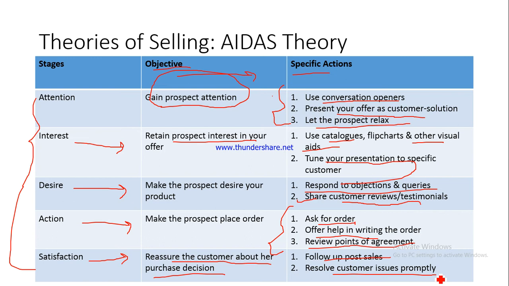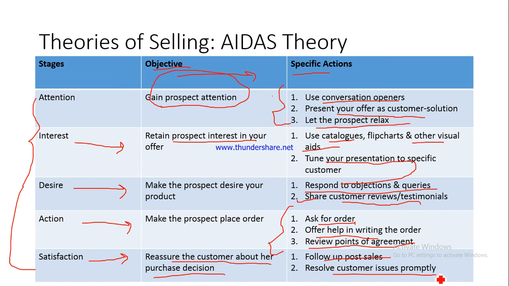Now this will reassure the customer that he has made the right decision, because had that particular AC not been a good quality purchase, then probably the salesperson who sold me that AC would never have called back. But since you are calling up again and again, he feels assured that he has made the right decision. Now this is what you have to do in this particular stage. So this is what the theory of selling says, and these are the implications of the AIDAS theory of selling for the salespersons, right?